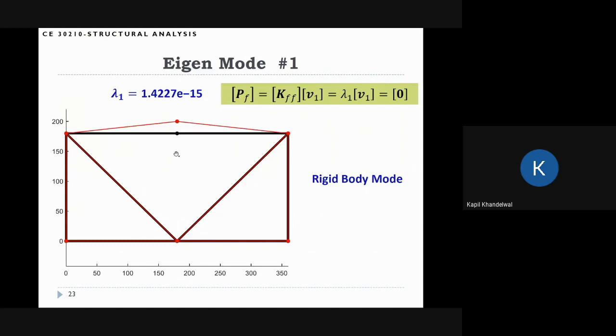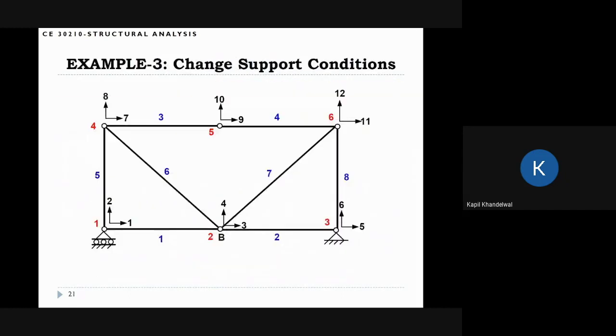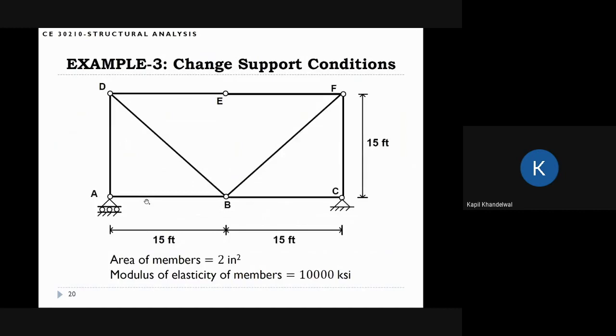Because we don't have enough members connected to this node here, sometimes we think of this as an internal instability. And if we look at the second mode in this system, the second mode corresponds to lambda 2 that is greater than 0. And this is a strain-inducing mode. So this is okay. This is correct. This makes physical sense, and this is fine. The first mode is giving us a problem. So we can go back and think about how to fix this case.